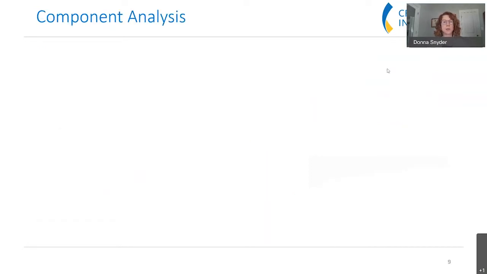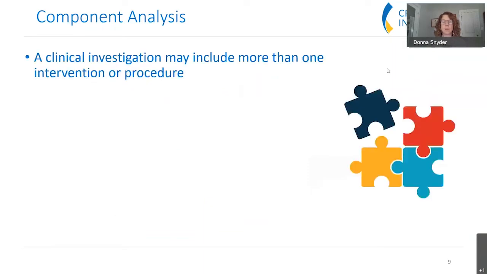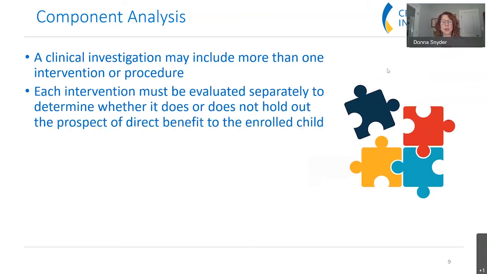So I also wanted to mention something called component analysis. I talked about these levels of risk and the need for prospect of direct benefit. And when you look at a protocol, any protocol or clinical investigation may include more than one intervention or procedure. And what component analysis asks us to do is to look at each intervention or procedure in a protocol and review them separately to determine whether or not that intervention or procedure does or does not hold out the prospect of direct benefit to the enrolled child.